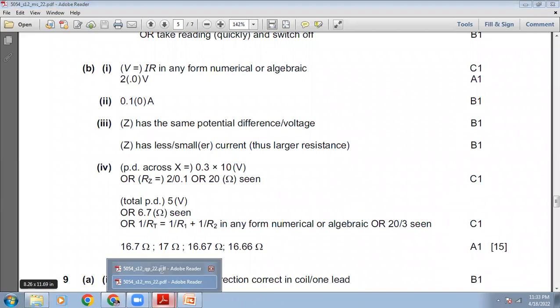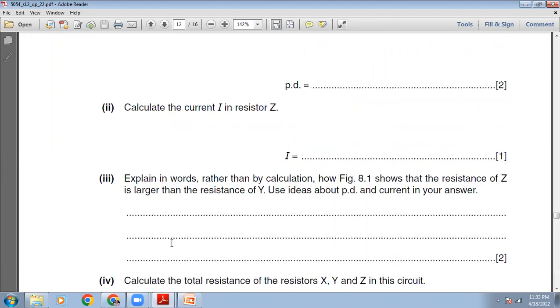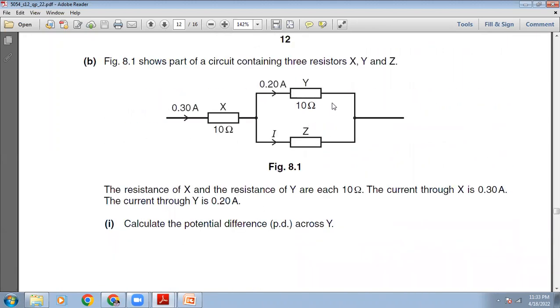0.1 ampere. Then the question is, explain in words rather than by calculation how the figure 8.1 shows that the resistance of Z is larger than the resistance of Y. Use ideas about the potential difference and the current in your answer. You see, Z and Y are both parallel to each other. Let me show you. Z and Y are parallel to each other, and the voltage drop across Y is 2 volt. Because Z and Y are parallel, both branches will have the same voltage drop.